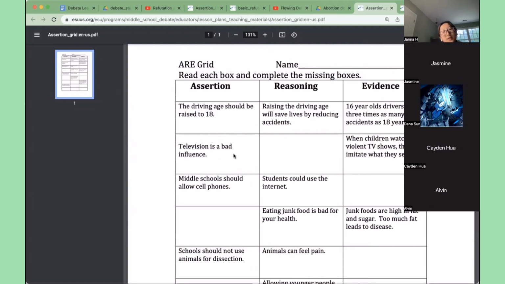Okay. Television is a bad influence. Why? You're supposed to fill that in. And then the evidence is when children watch violent TV shows, they imitate what they see. So you guys can just make up an explanation. Either you can type in the chat or unmute yourselves. I don't care.